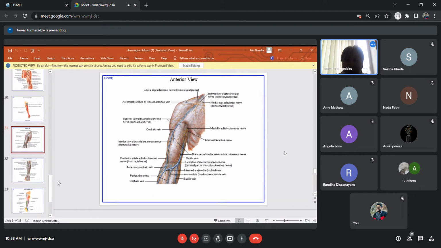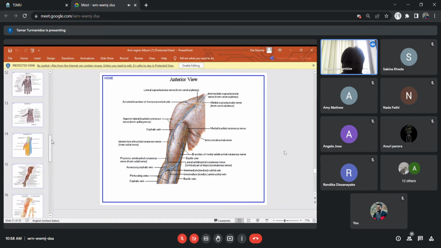Deeply, so below the deep fascia, we have two compartments, anterior and posterior compartment. So we have told that deep fascia gives off two intermuscular septa to the humerus, which with deep fascia divides the arm into anterior and posterior compartment. So the anterior compartment boundaries will be anteriorly deep fascia, posteriorly humerus, and two intermuscular septa, medial and lateral intermuscular septa.